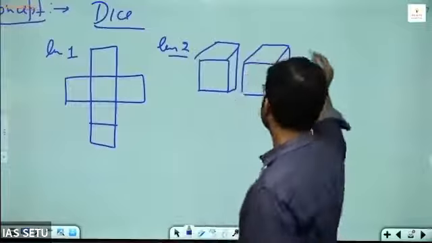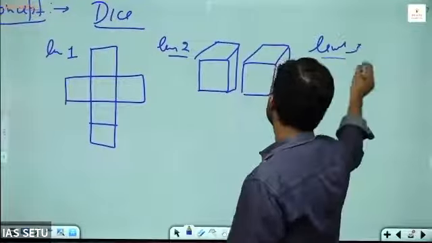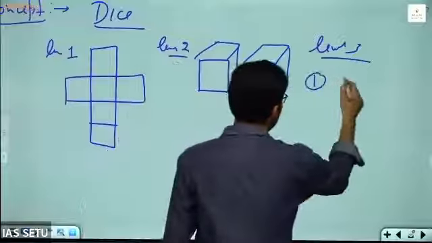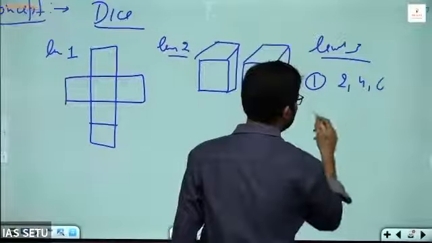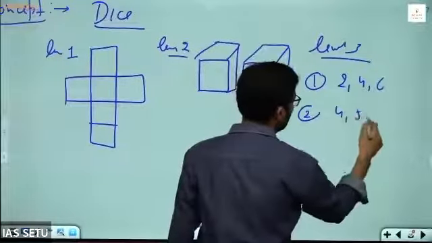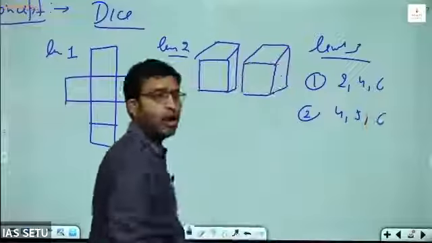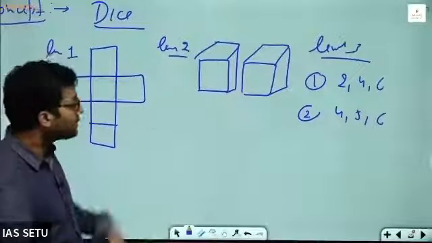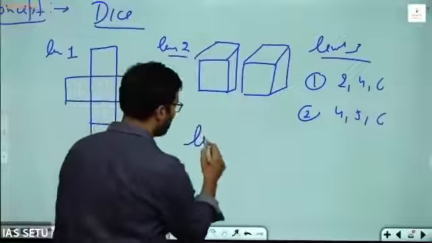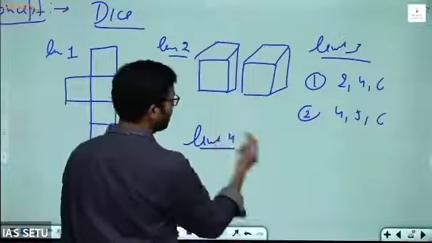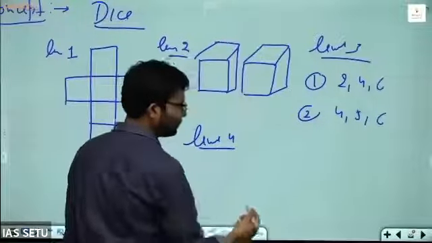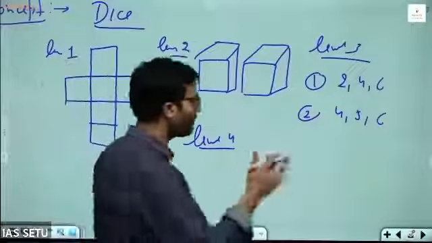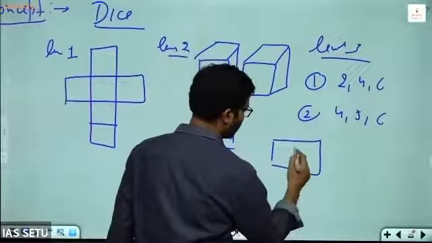Next is level 3 question, where statements are given. Statement number 1, faces 2, 4, 6 are adjacent to each other, and here 4, 5, 6 are adjacent to each other. So you know how to handle this also. We have already done it yesterday. Next is level 4 question, where the examiner gives any of these patterns, like it is given in question number 30. So they give a miscellaneous pattern like this.